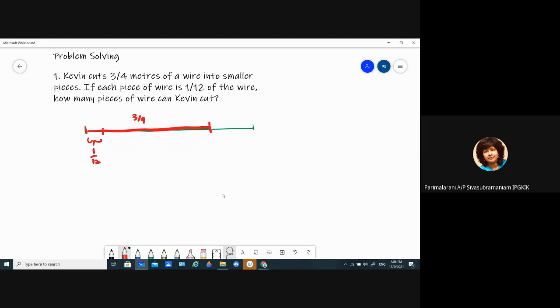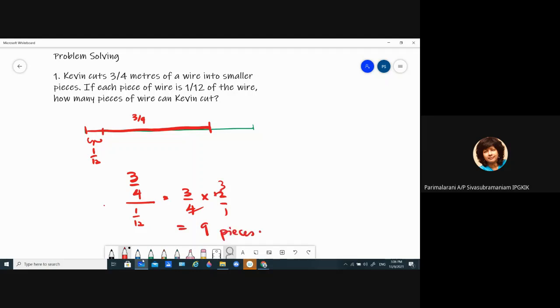Each of the pieces is 1/12 of a meter. So how many pieces of wire can Kevin cut? The whole that we have here is 3 over 4. Each small piece is 1/12. So 3 over 4 divided by 1/12 will give us the answer. So this is 3/4 divided by 1/12, which is times 12 over 1. This is 9 pieces.